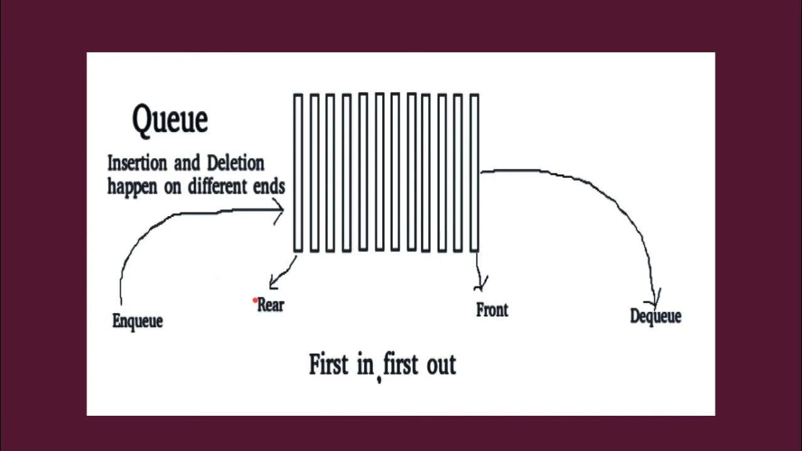When you are adding an element at the rear, that is called enqueuing, adding something into the queue, entering into the queue. That is the enqueue operation. And deleting from the queue is called a dequeue operation. It happens at the front. So insertion and deletion happen at different ends. In the stack, both insertion and deletion take place only at the top position. Here it has two ends, rear for entering and front for deleting the values from the queue.